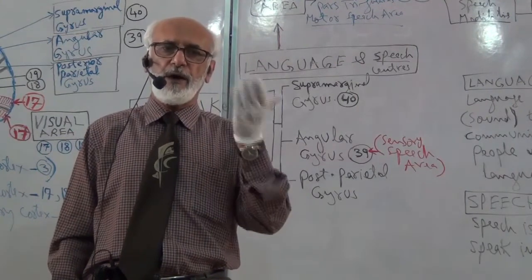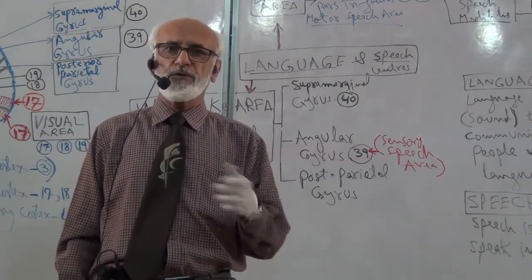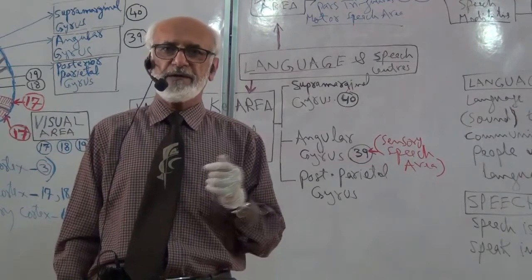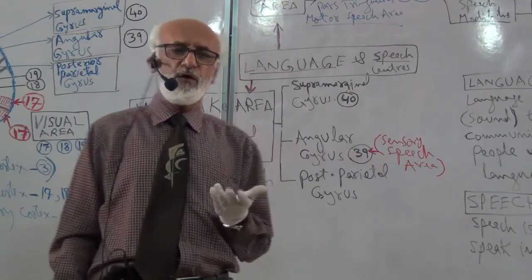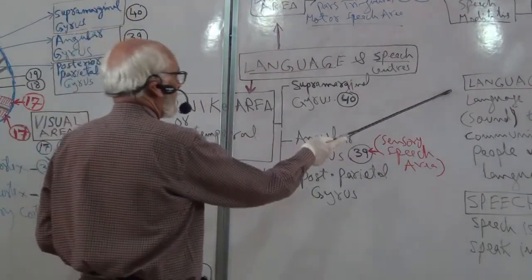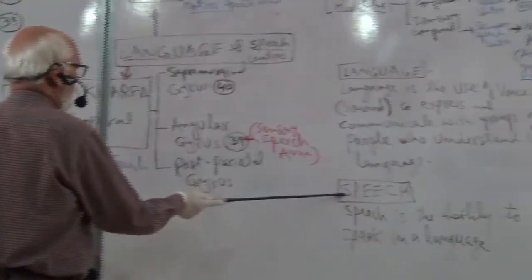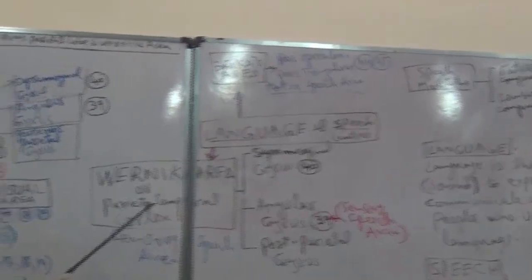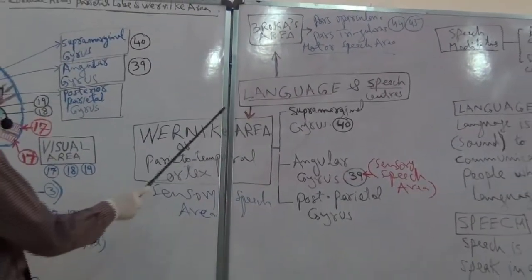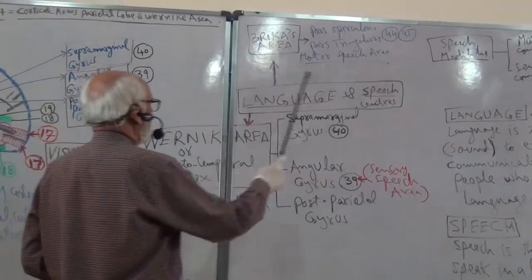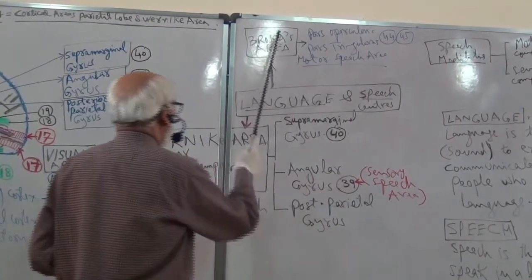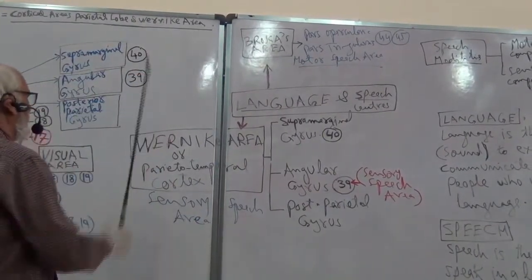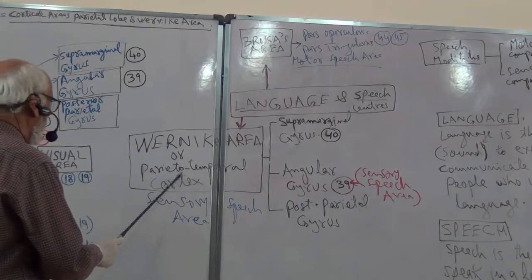One has to have the ability to speak in Urdu, English, and other languages. That is speech. So this is how we define and differentiate what is meant by language and what is meant by speech. So all these, the Broca's area and Wernicke's area, are the centers for language and speech, and if you are asked about them, you will describe Broca's area and Wernicke's area.